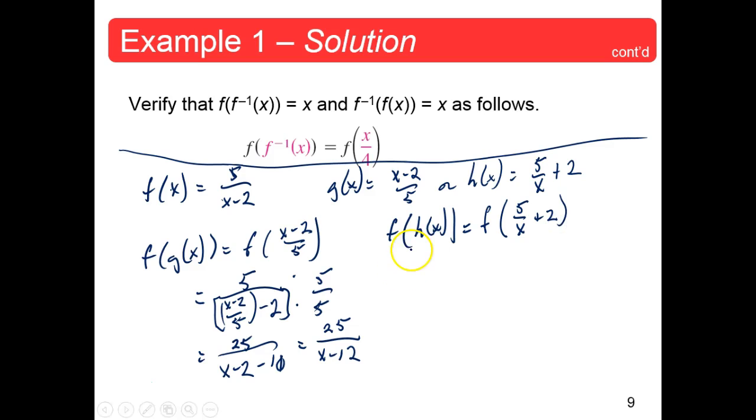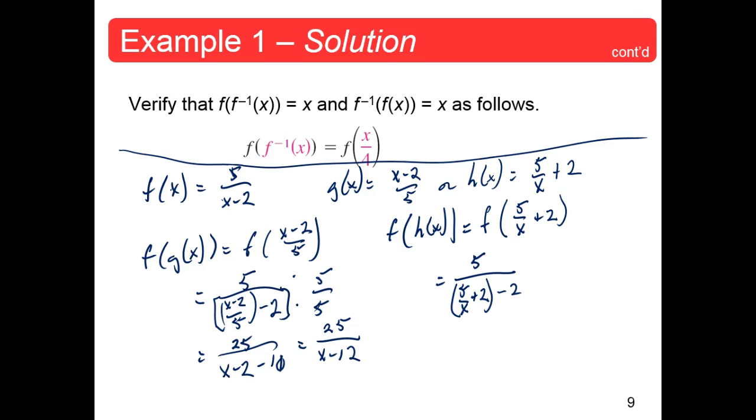Okay? This doesn't look like it's going to be too promising either, does it? Okay, well, what's the f function? The f function starts with the number 5 and divides by whatever's in the parentheses here, which is 5 over x plus 2, and then subtract 2 from that. Right? Got it?